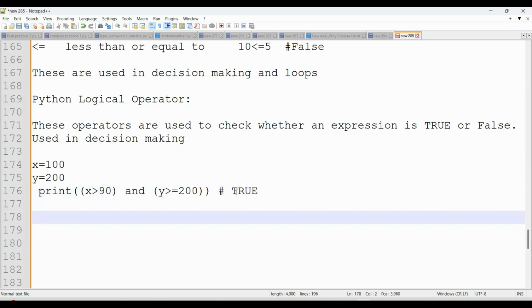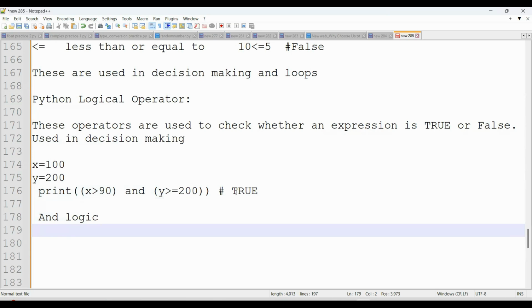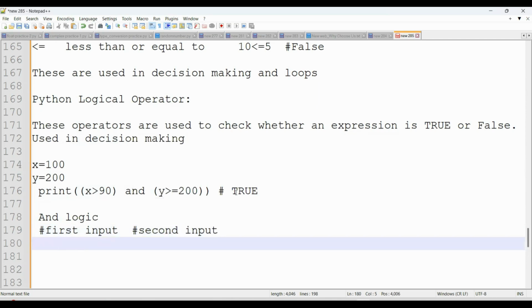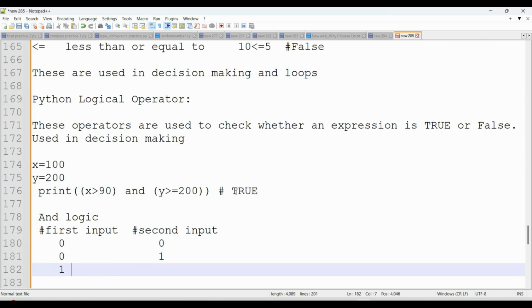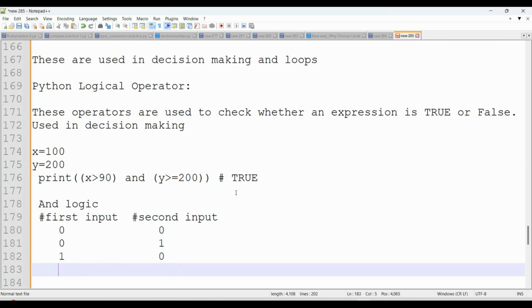So basically, AND logic is terminology related to electronics and digital fundamentals. If we have two inputs, input 1 and input 2, let us say the first input is 0, second input is 0. Another scenario, first input is 0, second input is 1. In another scenario, first input is 1, second input is 0. In the last scenario, we have four combinations. First input is 1 and second input also 1. Here what is the result?